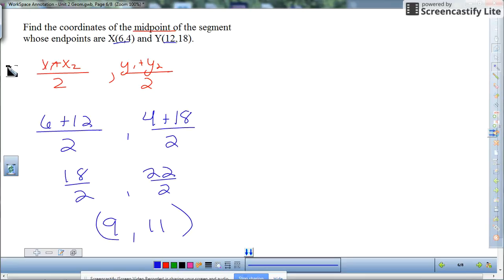So the definition of, or the formula to find your midpoint, add your x values, divide by 2. Add your y values, divide by 2. That gives you the coordinates for the midpoint.